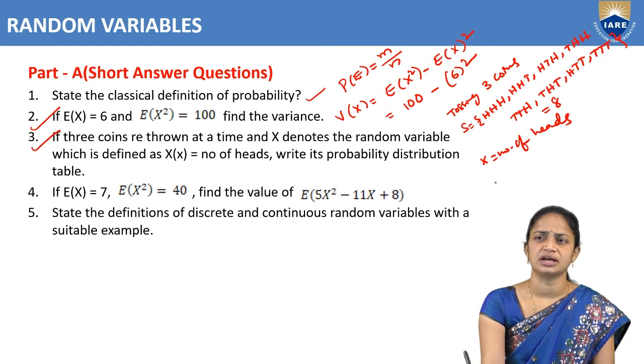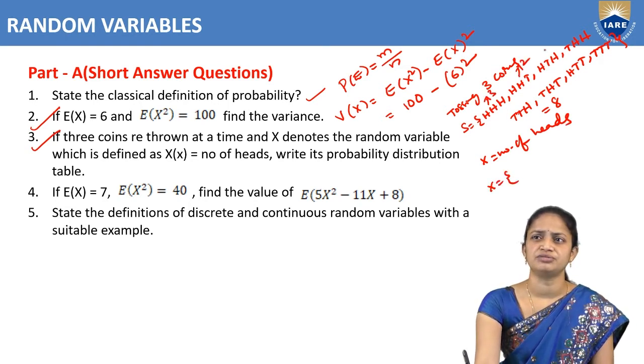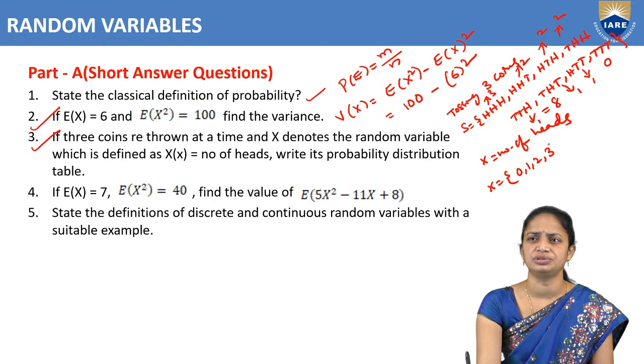Now we are focusing on the number of heads. Here we have 3 heads. Here we have 2 heads, 2 heads, 2 heads. This is 1 head, this is 1 head, this is 1 head, and this is 0 heads. Therefore the random variable takes the values 0, 1, 2, 3. Then we need to find the probabilities for those values.